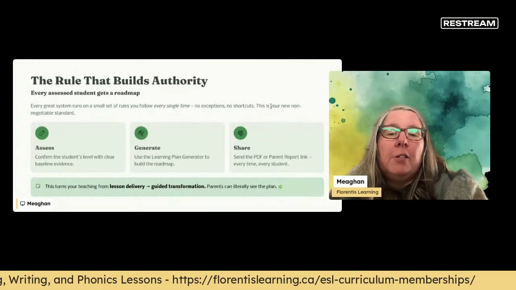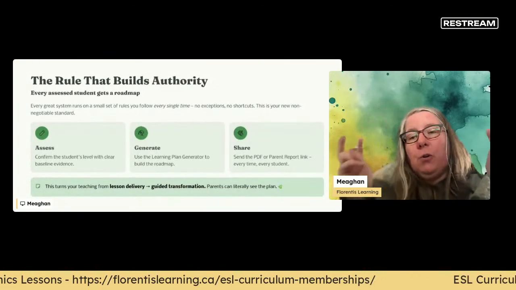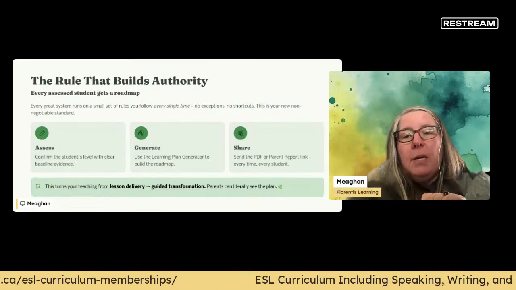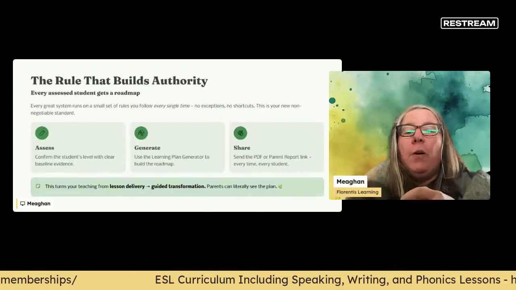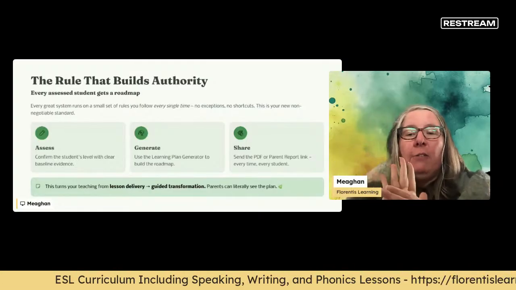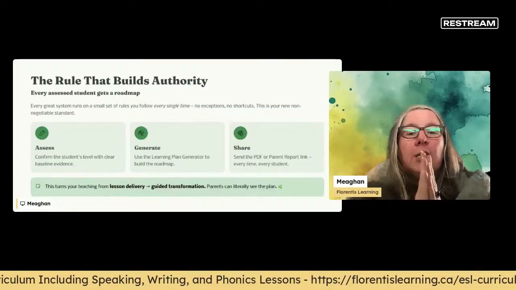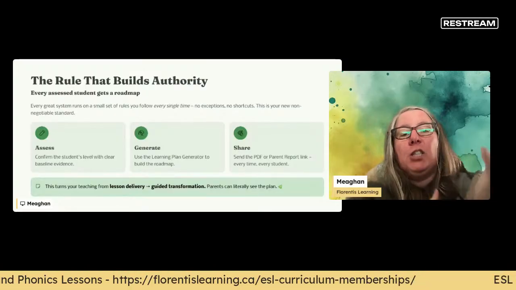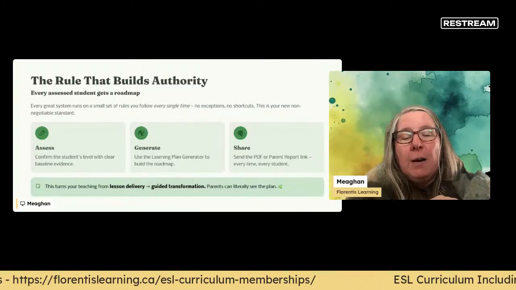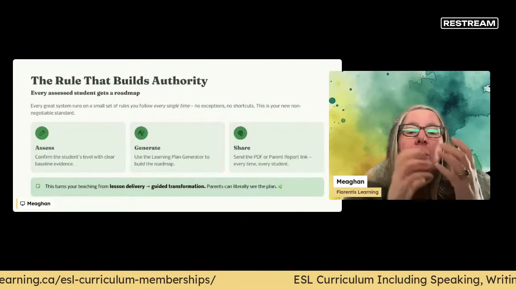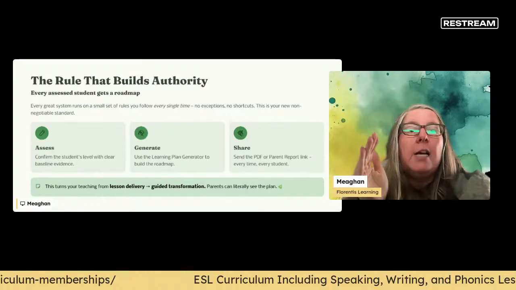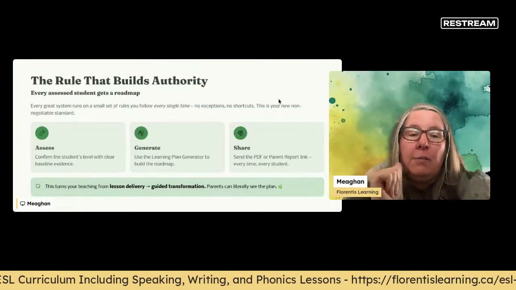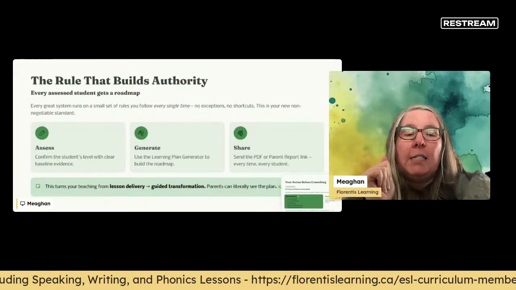And so when we look at the rule for today, every assessed student gets a roadmap. We're going to assess to confirm our students' level with clear baseline evidence. We're going to generate a roadmap using the learning plan generator. And then we're going to share that with the parents every time for every student. And this turns your teaching from lesson delivery into that guided transformation where parents can see the plan, they can see what's going to happen, and then they can see the results.